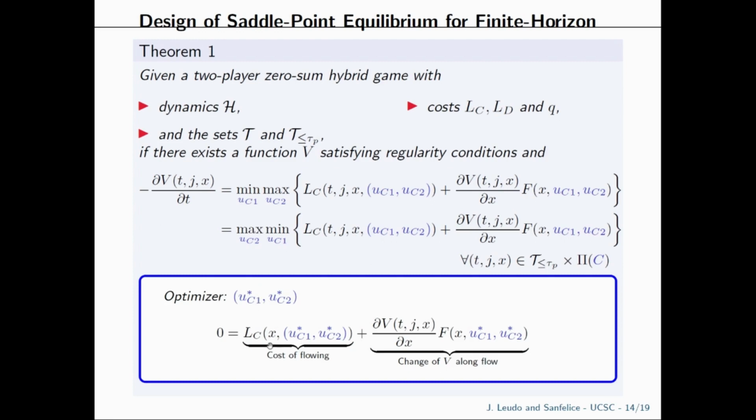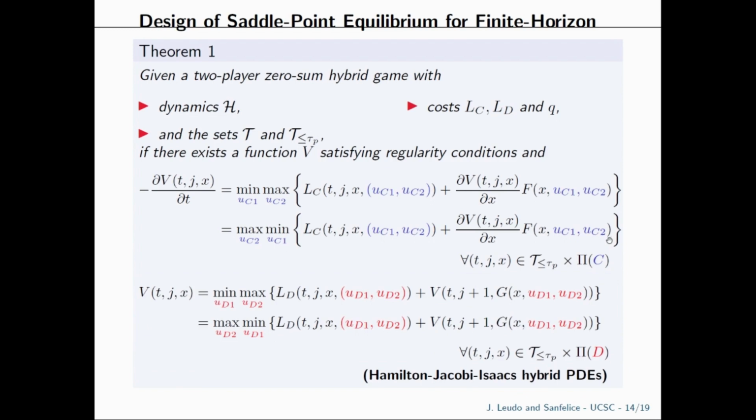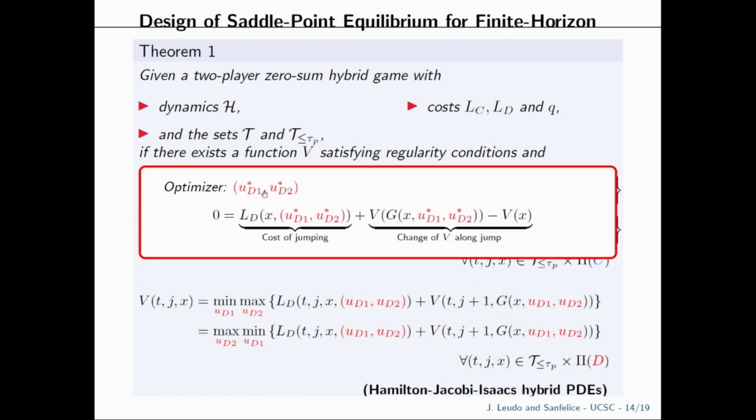And if we take an optimizer as u star, we say that the cost of flowing is minus the change of b along continuous evolution, and this is what we are imposing with this equation. In the discrete version of it, at each interval of discrete evolution, we can say that we have our function b equal to the min-max problem, but now over the actions, the discrete actions, in terms of our functional d and v as well. And again, if we define our optimizer as u star, we can say that the cost of jumping, by dropping the dependence on time, is equal to minus the change of b along discrete evolution.